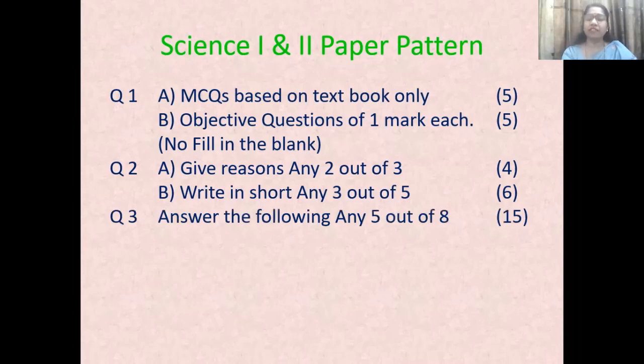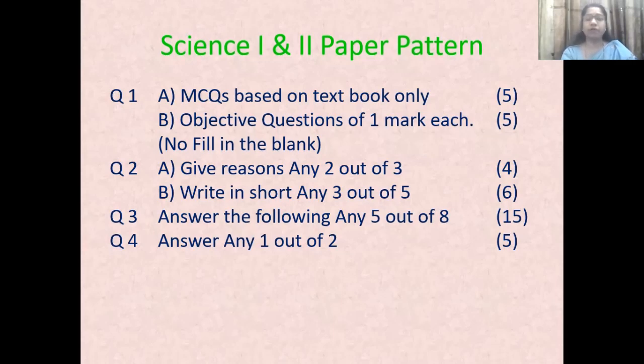Question number 3 is answer the following, any 5 out of 8. Here, each question comprises 3 marks. You are expected to write answers in 2 to 3 sentences. Questions that can be included are complete the table or the chart, explain with the help of diagrams, complete the paragraph, write laws, theories. Question number 4 is a long answer type question where it's only any 1 out of 2. It comprises 5 marks. Here, questions can be asked like conceptual diagram, complete the table, answer in detail, or maybe a paragraph given and 5 short questions can be asked of 1 mark each.